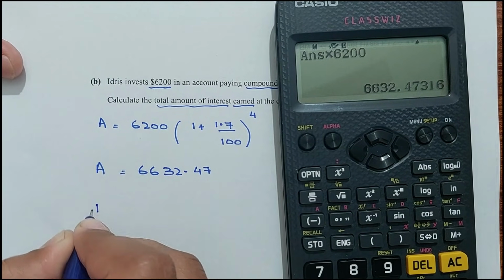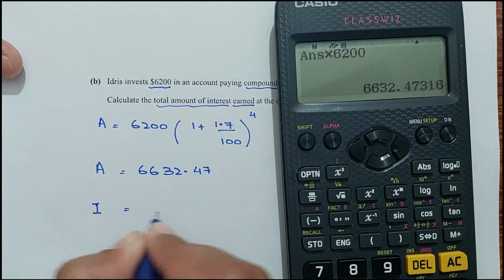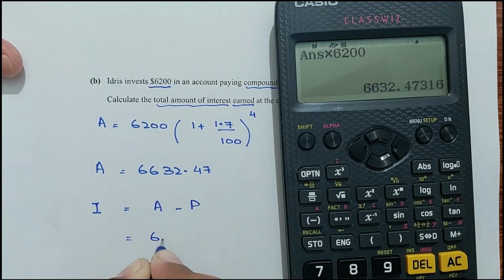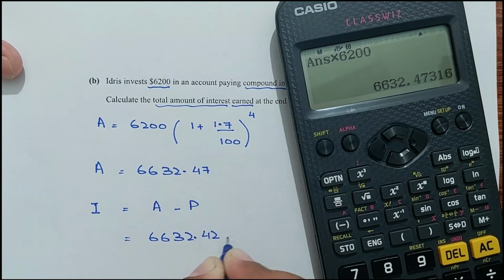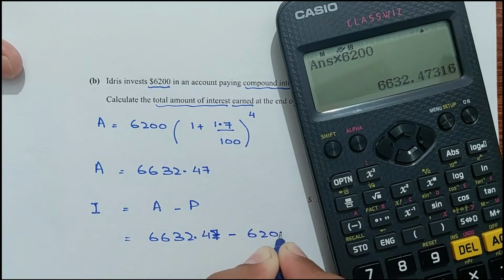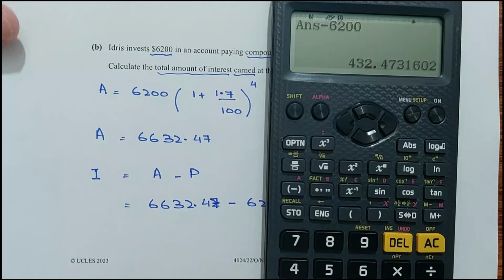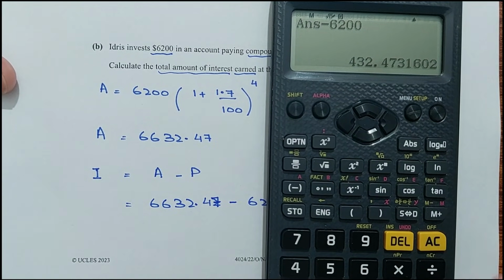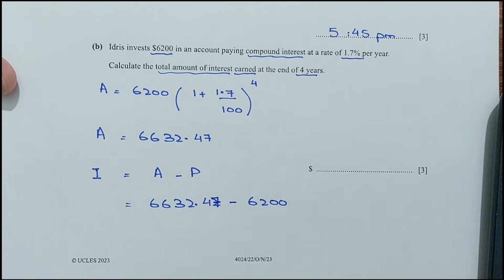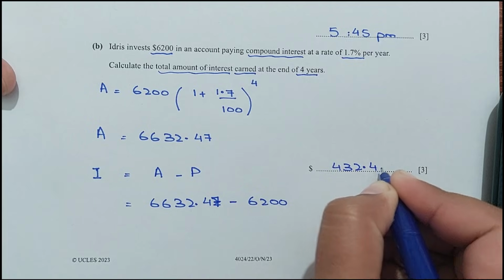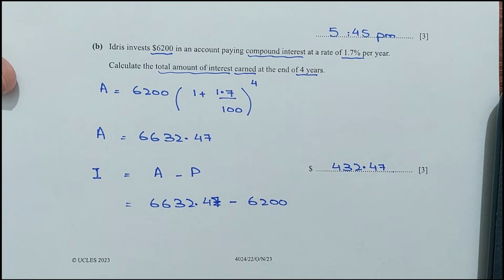Now we have to find the amount of interest. The interest earned is the amount minus the investment. The amount is 6,632.47, sorry, and we subtract the investment of 6,200. So this is $432.47. $432.47 is the amount of interest earned.